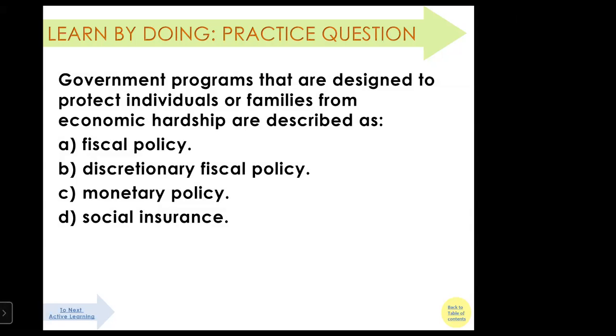Now let's look at these practice questions. Government programs that are designed to protect individuals or families from economic hardship are described as... So the answer is social insurance, right? That is based on one slide we just learned.